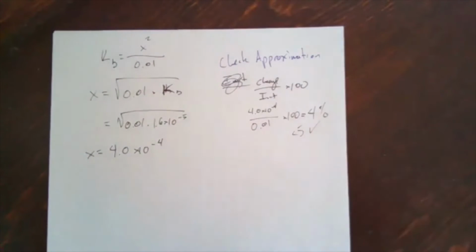We're pretty loose with our threshold because we really do want to avoid doing a quadratic formula. It really does end up introducing a great likelihood of making mistakes. And so we want to be sure that we avoid that and just use our approximation.